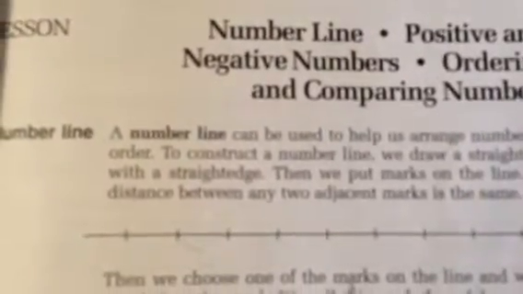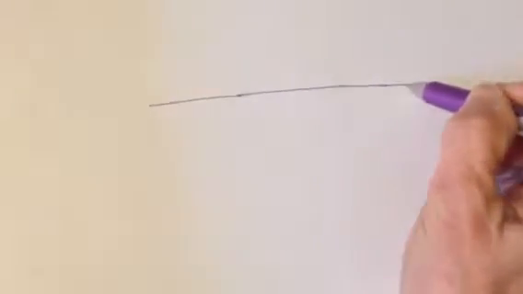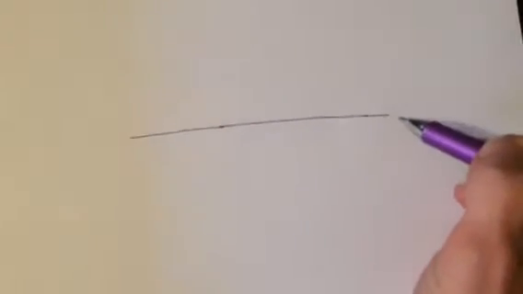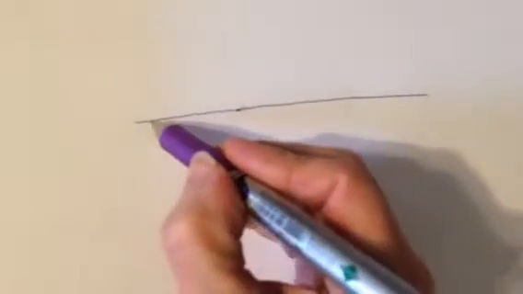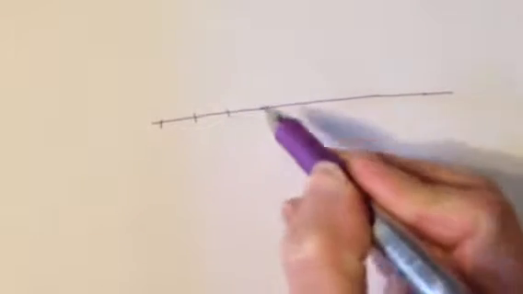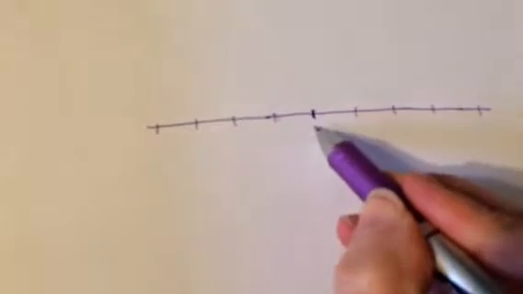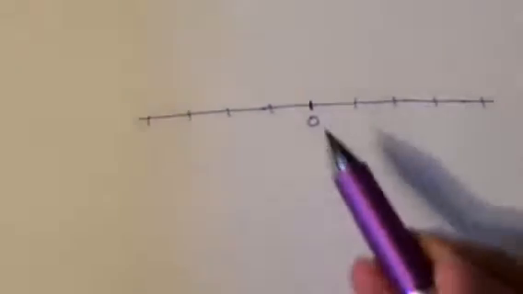Number line. The first thing we need to do with a number line is draw a line. Epic Ethan doesn't like this, but I can delete the video if it's just terrible. You draw a number line and use a straight edge to make it nice and straight. Then we put marks on the line, and the distance between these marks is supposed to be the same. Then we choose one of the marks on the line and write a 0 below the mark. We'll choose this one. Put my 0, and we call this mark the origin.